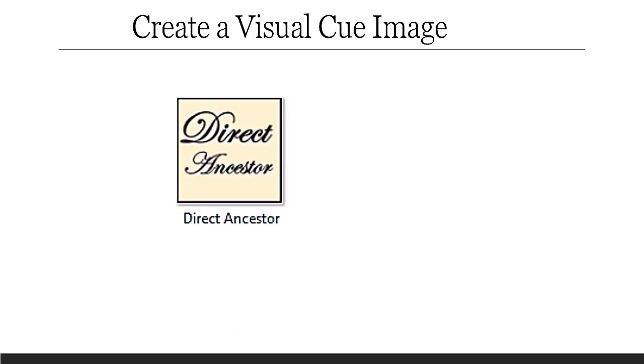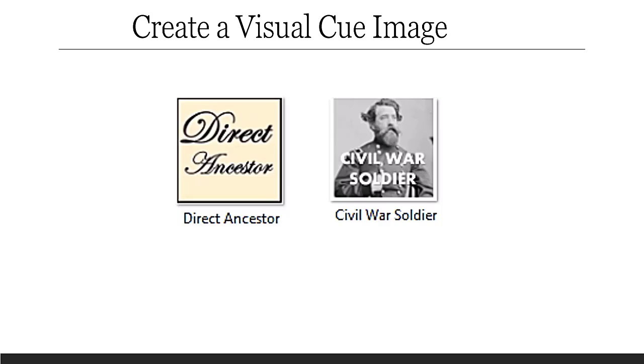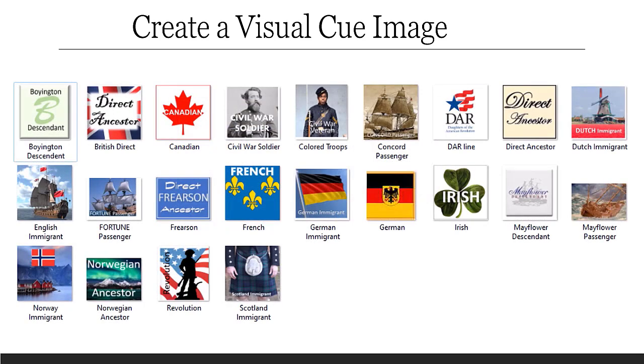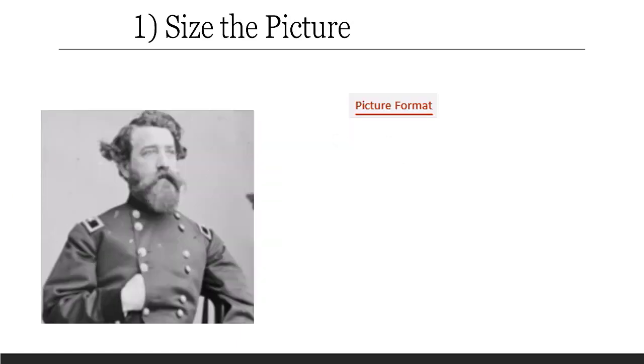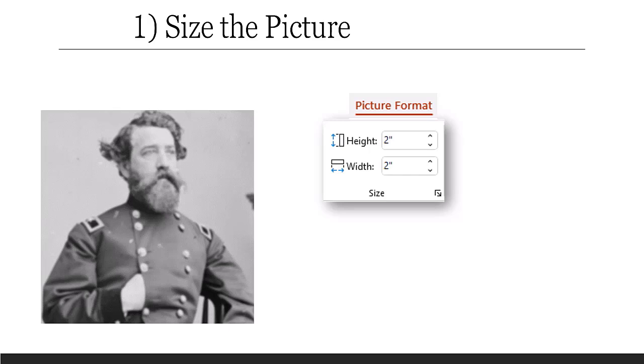The visual cue could be as simple as a text box with a colorful background, or as complex as finding the right image and positioning a text box over it. You can create one for each type of ancestor. Let's create a visual cue step by step. This is the same process for any photo montage. I start with a picture and I change the height and width to be the same number to make a square, like 2 by 2 or 4 by 4. You may have to crop it first to make it more square.